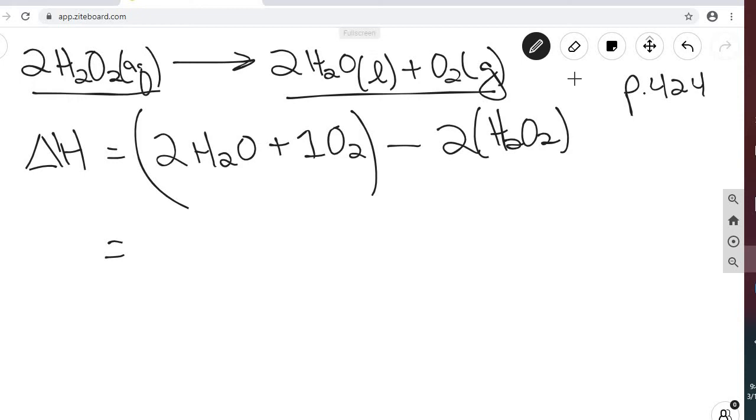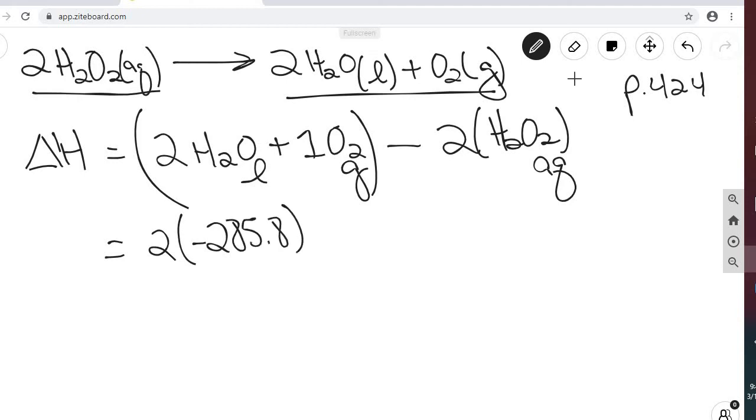So the two waters, and the waters are in the liquid phase, so we have to remember that. The oxygens are in the gas phase, and the H2O2 is in its aqueous phase. So the two waters in the liquid phase, it's 2 times negative 285.8 plus, this is going to be 0, right? Because that's oxygen in its natural state. Okay, so that's going to be 0.